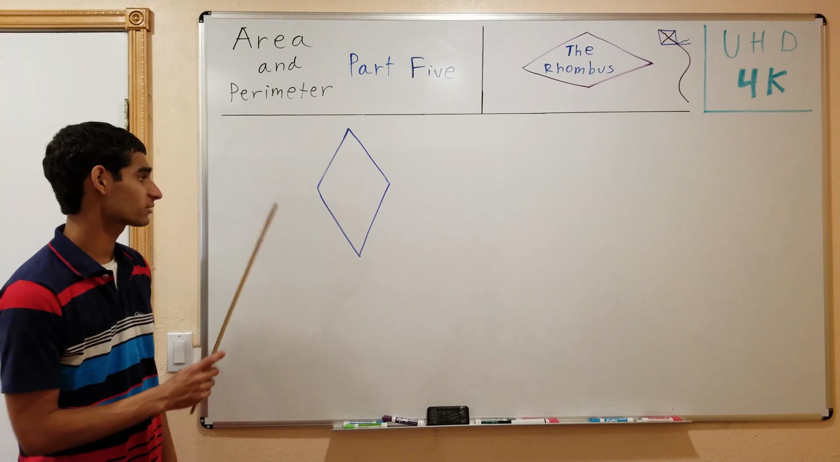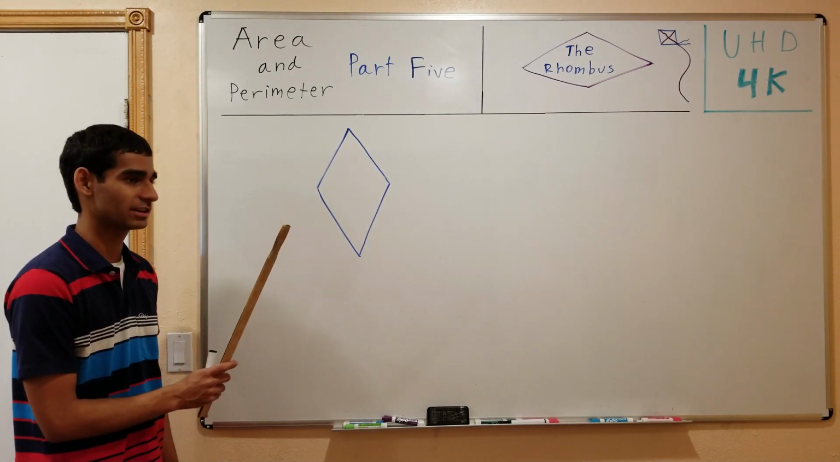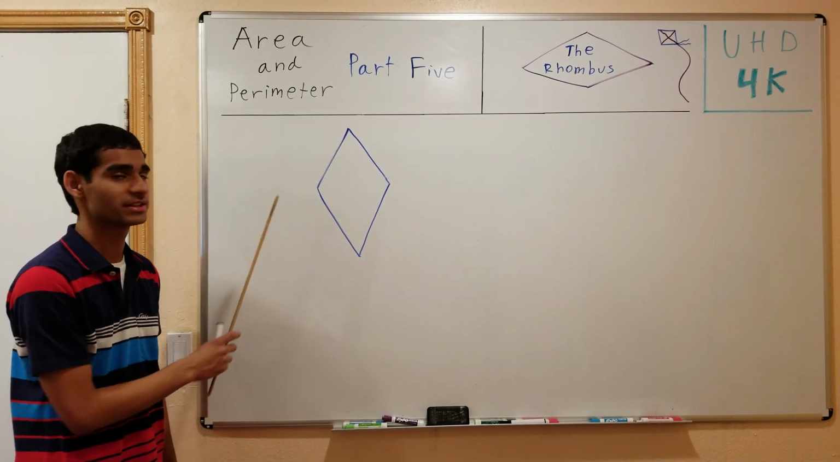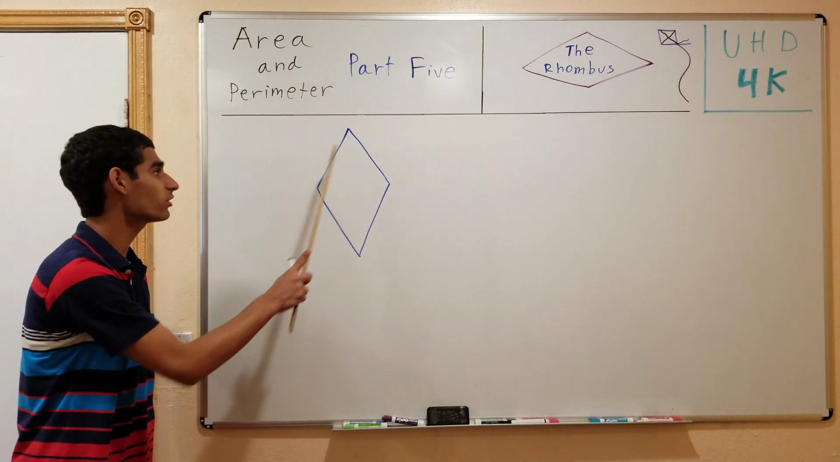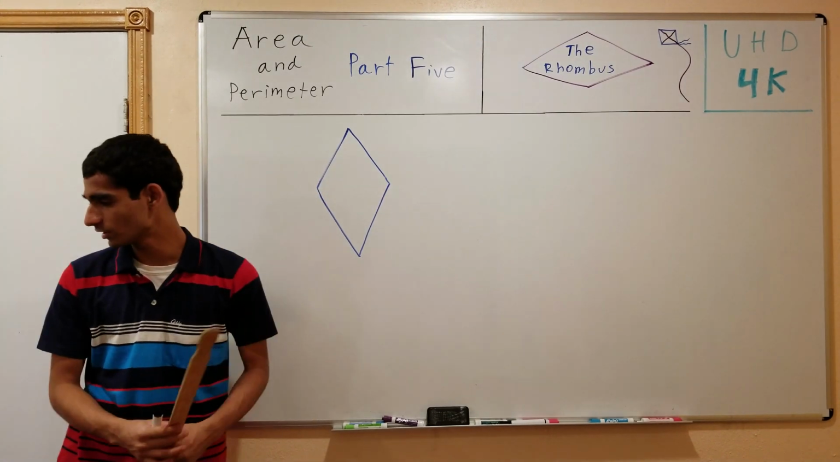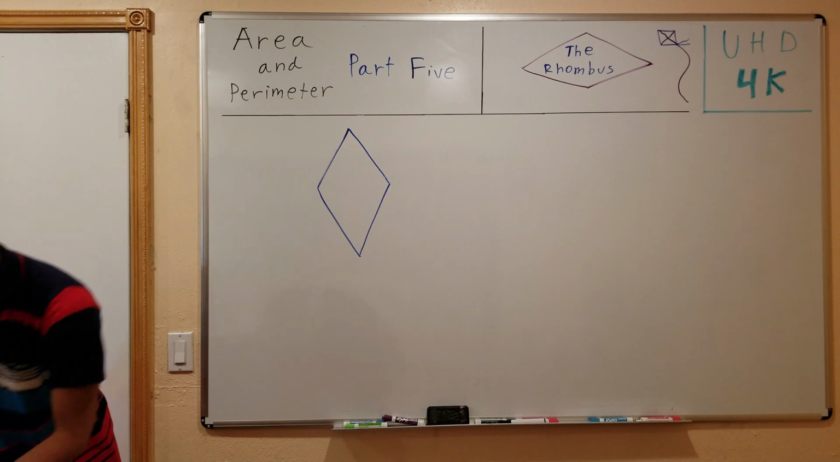You may know that a square is also a shape where all four sides are of equal length. So that means a square is a rhombus. However, in a rhombus, the four angles don't necessarily have to be equal. So I have a quick demo over here.